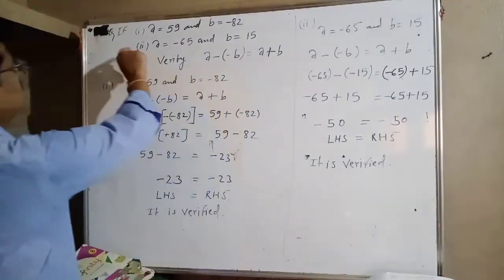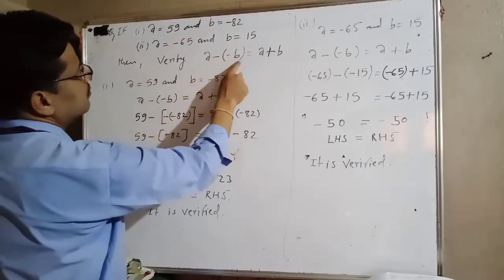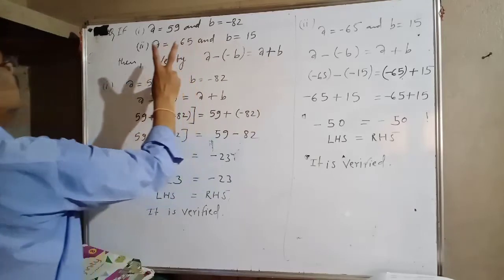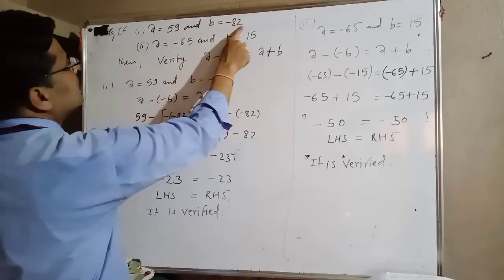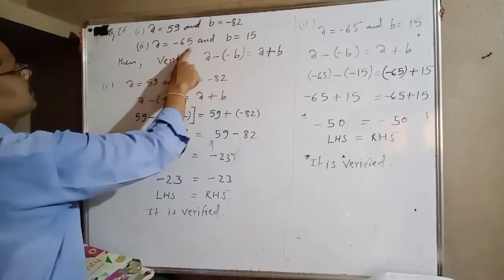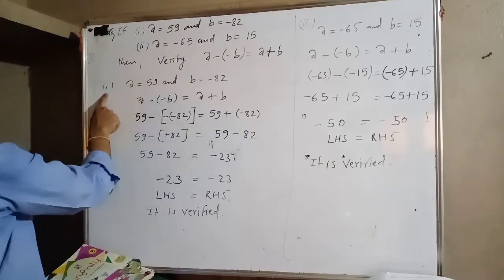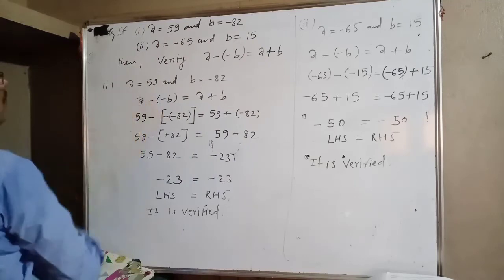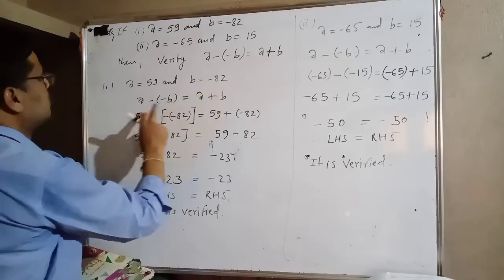Now in this question, we are going to verify a minus b is equal to a plus b. We are having two questions. First, a is equal to 59 and b is equal to minus 82. Second, a is equal to minus 65 and b is equal to 50. We see the first one: a is equal to 59 and b is equal to minus 82.